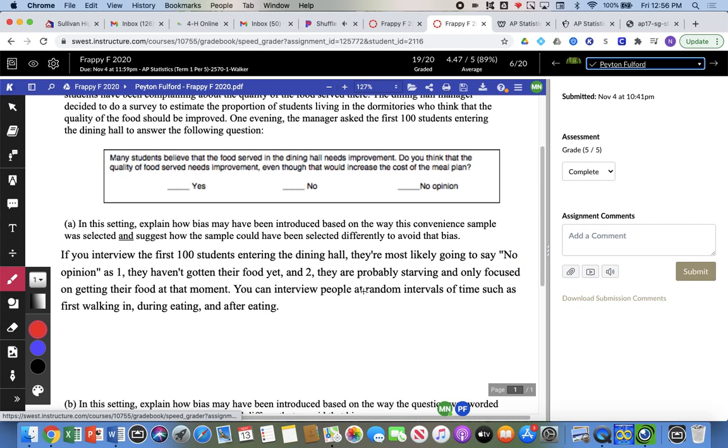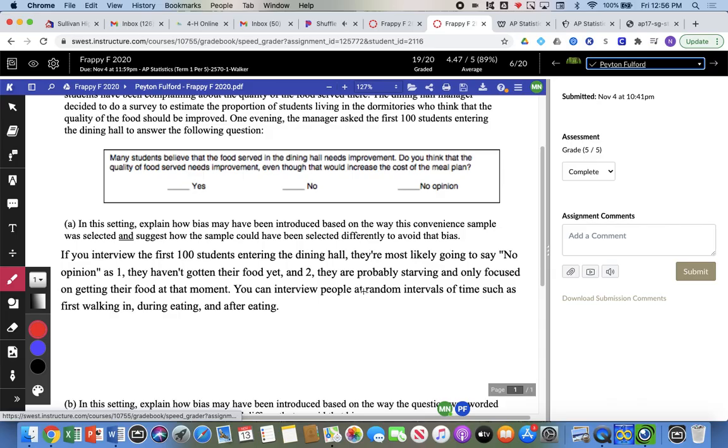All right, so I will say Peyton did a great job at answering this question. It was asking you how bias could have been introduced based on how the sample was selected and how people could have been selected differently to avoid bias. And there's a lot of different things that you guys could have written.